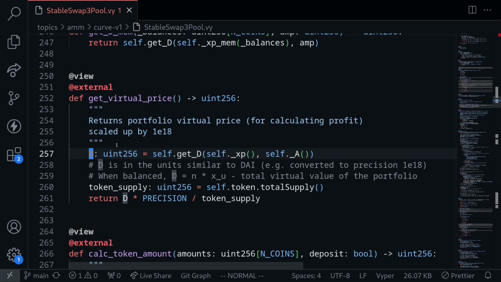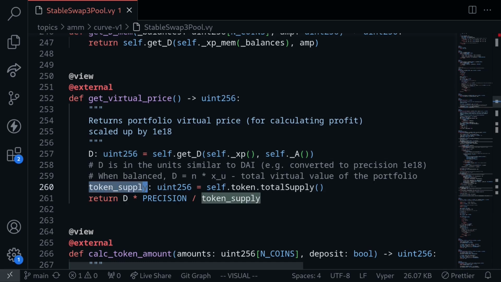When all of the token balances inside the AMM are equal, then the pool is perfectly balanced. And when the pool is perfectly balanced, and let's say that there are n tokens, then D over n will be the token balance for each token. So that is the meaning of D. Once we calculate D, next it gets the total supply. This total supply is the amount of LP tokens that were minted.